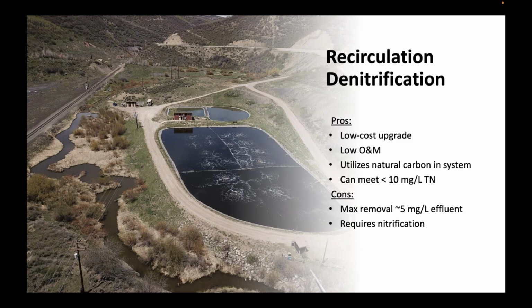Obviously, you don't have the additional carbon, so you're not paying for that additional cost. You're using the natural carbon coming in from the influent, which is great. And you can regularly meet under 10 in our analysis here. You saw some of those data points above 10. However, most of those were due to operational hiccups.